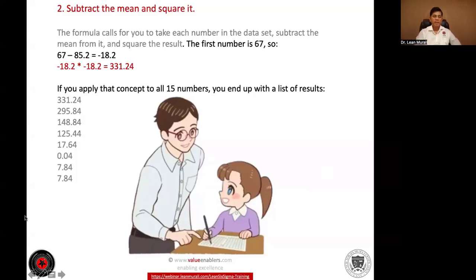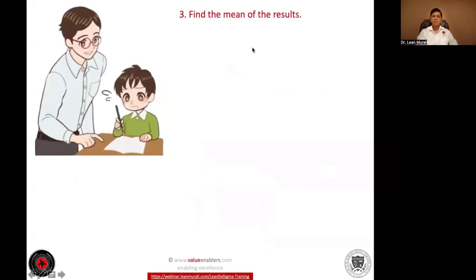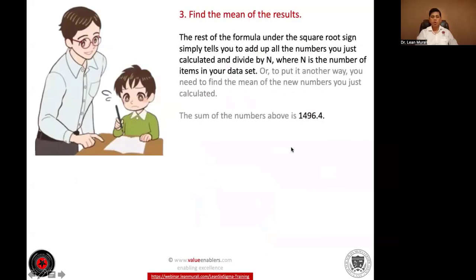Now, once you do this, the next step is the third step. The third step is finding the mean of the results. What is the mean of the results? You put all of that together, the sum of all the above numbers is 14.6, and then divided by 15, which is 99.76.